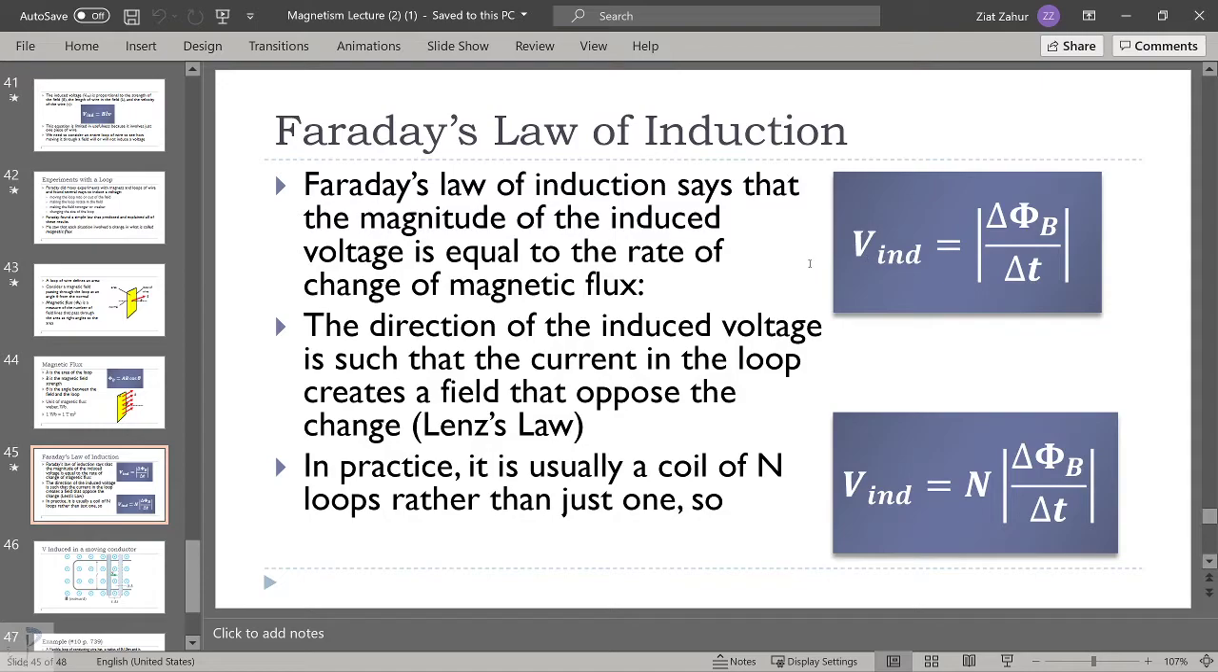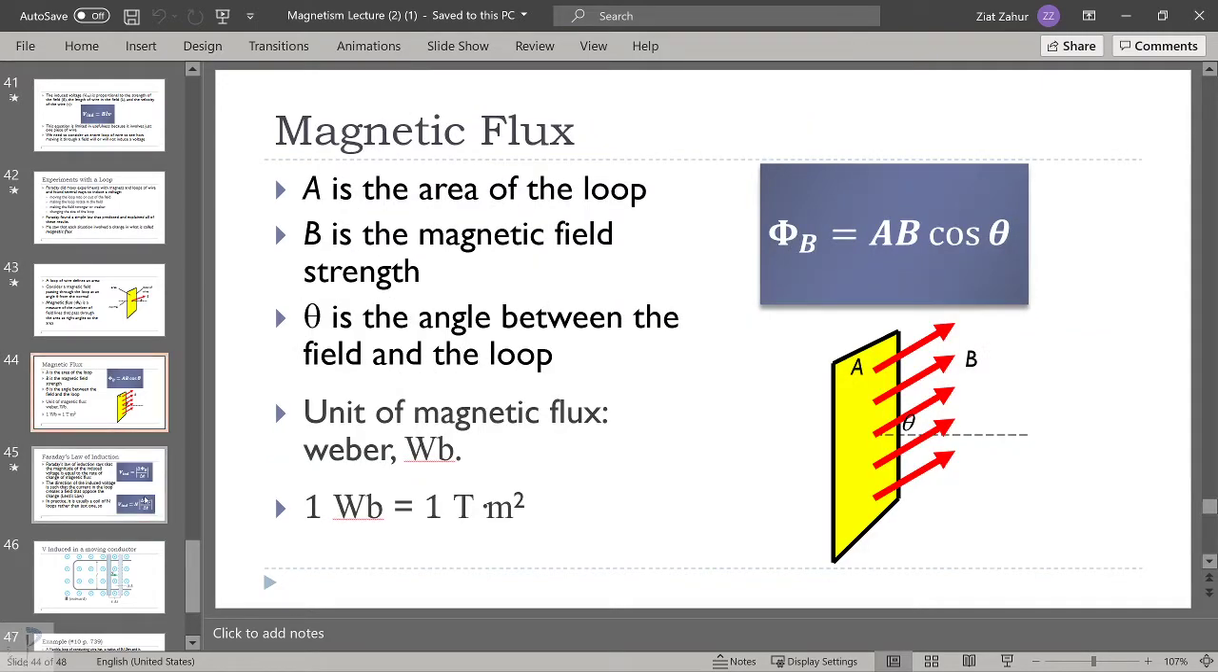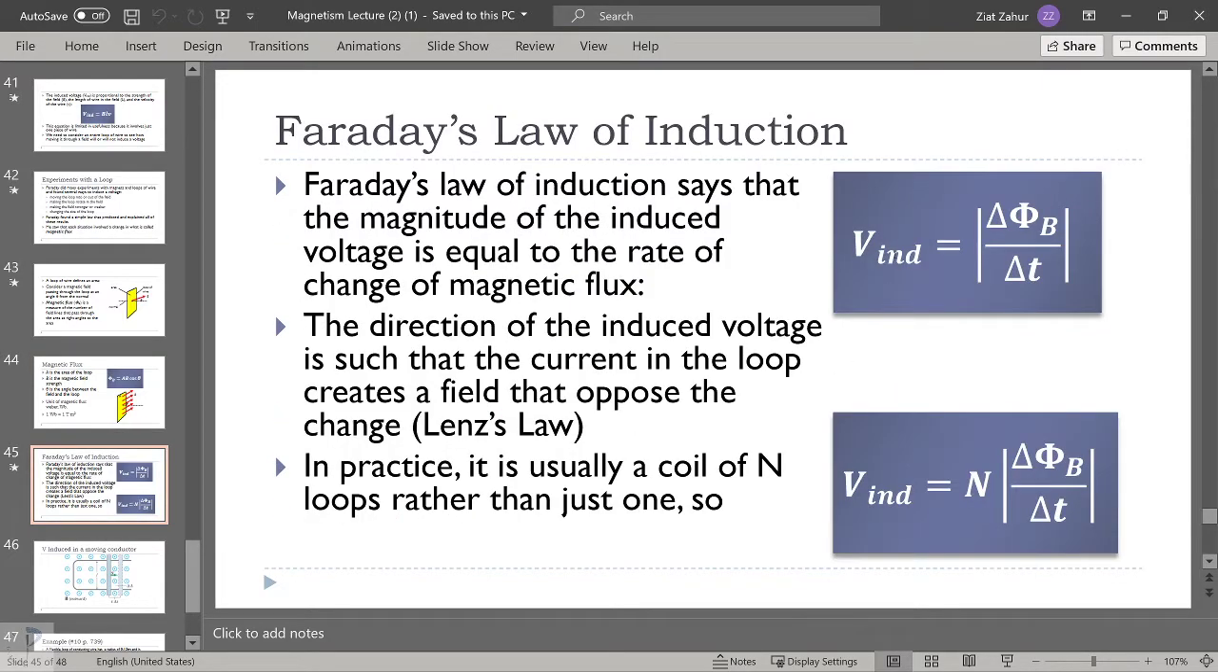And so based on this flux, we can figure out what our voltage is. Voltage is the change in flux per change in time. If you're in calculus, you know this as the derivative. So the derivative of flux as a function of time is the voltage. And if you have more than one loop, it linearly scales. So 2 loops is twice the voltage. You just multiply it by how many loops you have.